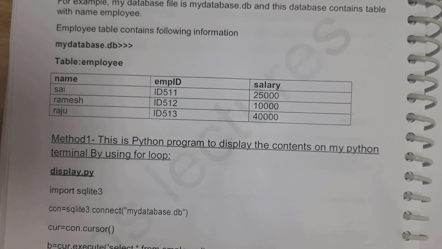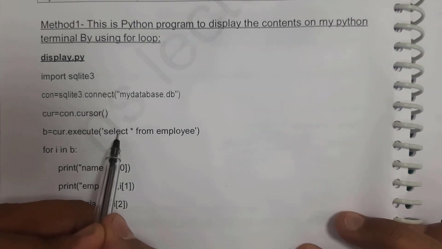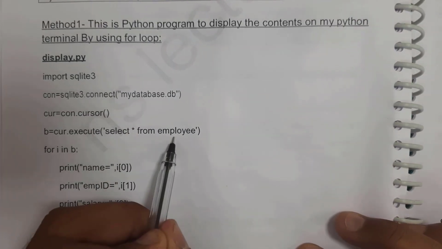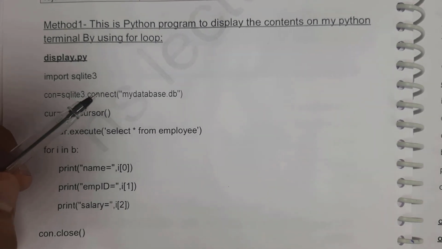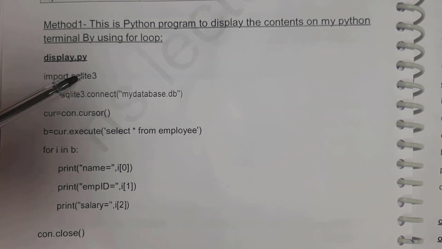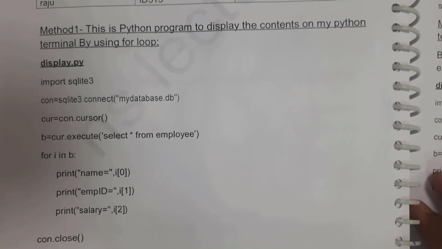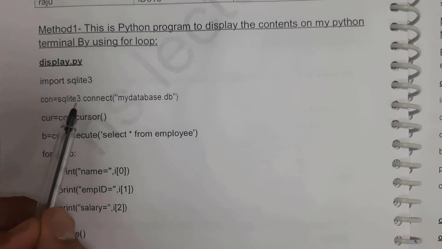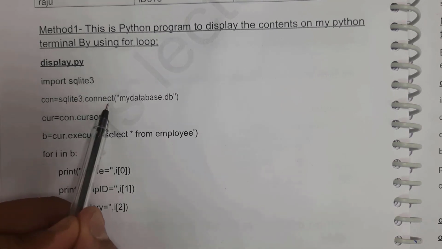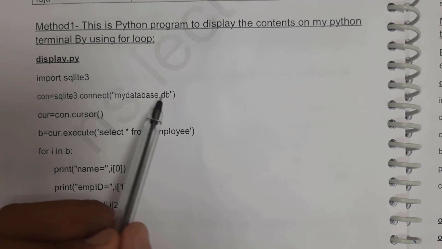So this is the program in order to see this data in my output screen. Guys, just remember the syntax, that is select star from employee. This is the program. At first you need to import the sqlite3 module. So just write here import sqlite3, and next we need to connect to this database. The database name is mydatabase. So just write here con equal to the module name, that is sqlite3.connect. By using the connect method we can connect to the database, and the database name is mydatabase.